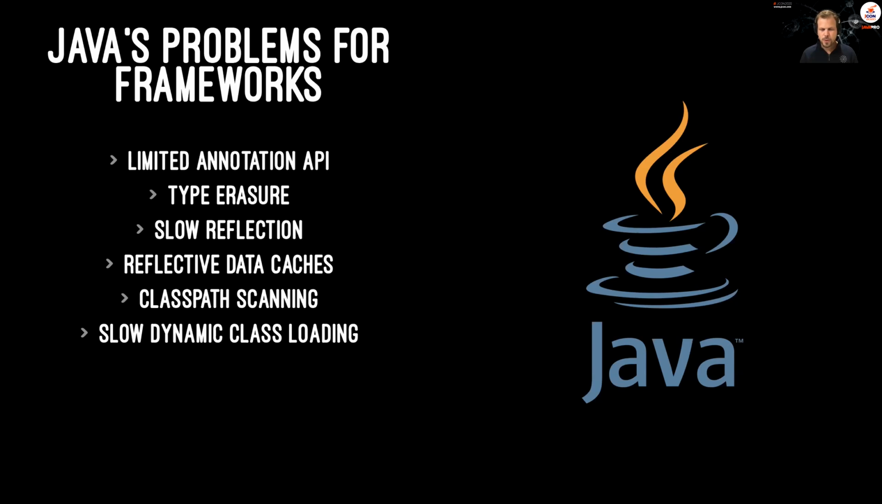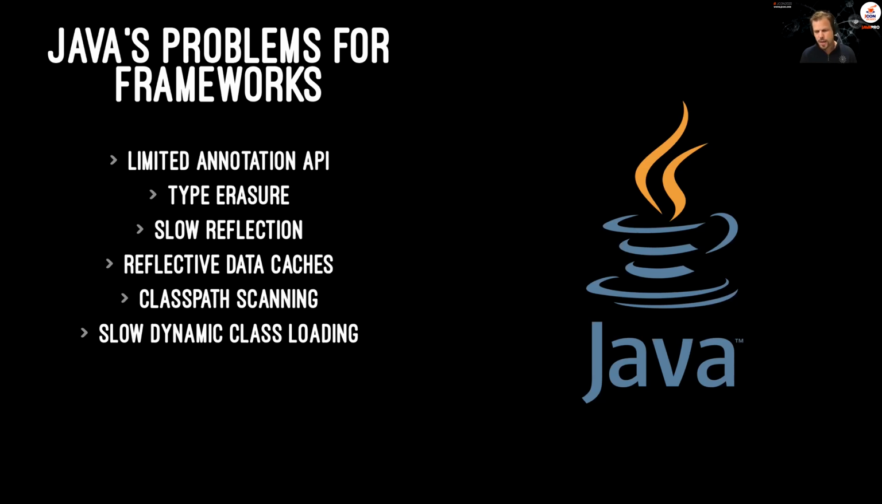And the other problem is the proliferation of reflective data caches. If you imagine your typical Java stack today, where you have something like Spring, Hibernate, and Jackson, each one of those libraries will essentially maintain its own cache of reflective data that it needs in order to perform tasks like dependency injection, serializing objects to JSON and back, and storing objects in the database and back.